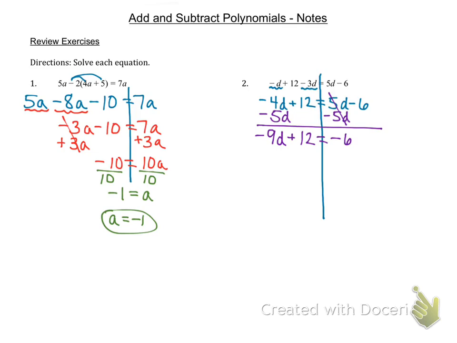Next step is I'm going to subtract 12 on both sides of the equal sign. Now I have -9d is equal to 12 minus 12 is 0, so that canceled. And then -6 minus 12 is a -18. I'm going to continue solving for my d variable by dividing by a -9 on both sides of the equal sign. And now I have d is equal to +2.